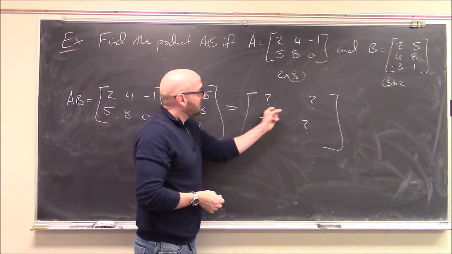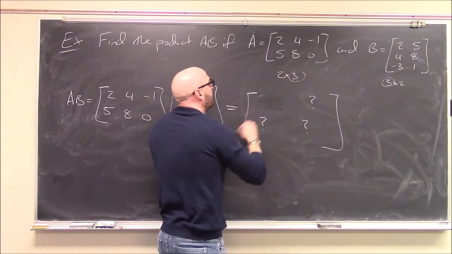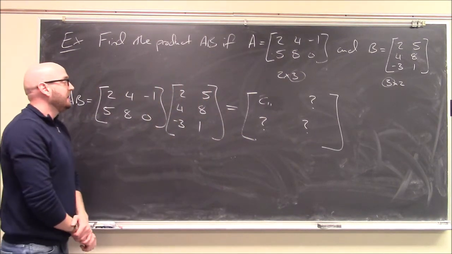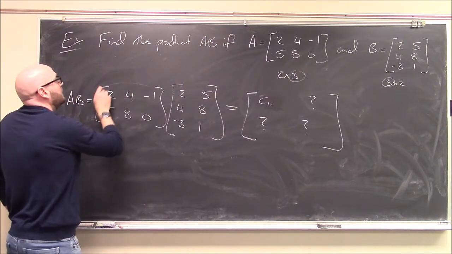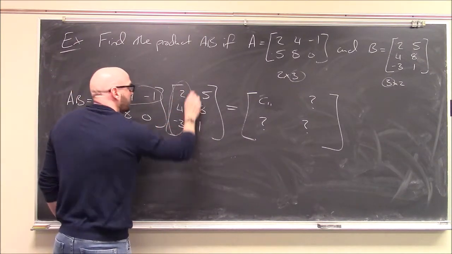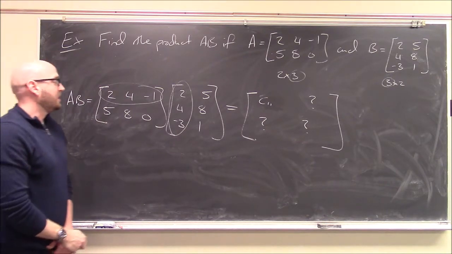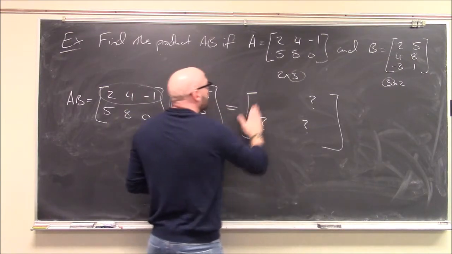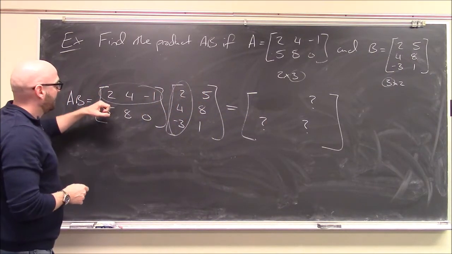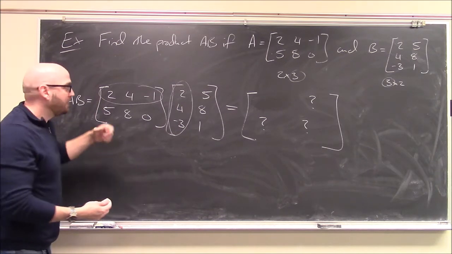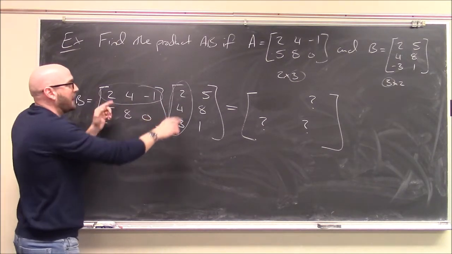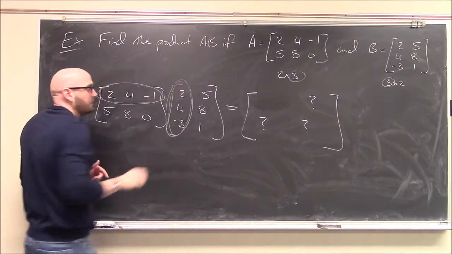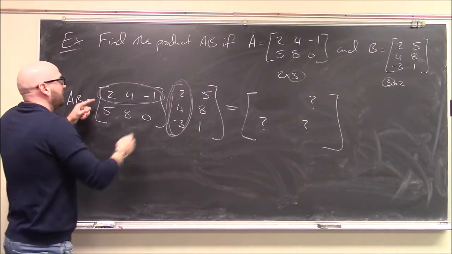The definition says the entry right here, C11, the entry in the first row, first column, is computed by taking the first row of A times the first column of B. So here I'm just doing a row by column product. How do we do this? Well, we just talked about how to multiply rows by columns. This is why we have these size considerations, by the way, because I need 3 entries in this row and 3 entries in this column for this to make any sense, but we have that.